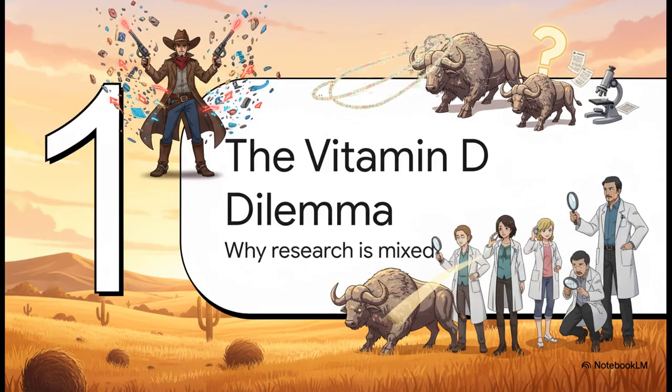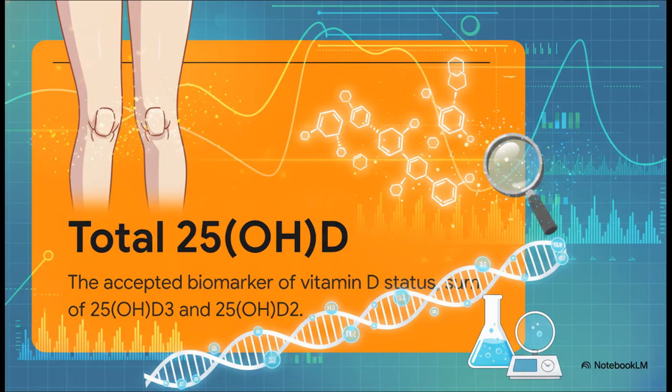Starting right off with Section 1, the vitamin D dilemma. You know, historically, osteoarthritis research on vitamin D has basically been the Wild West. It's just a ton of mixed data, conflicting trial results, and honestly, frustratingly poor reporting standards. To fix that, we have to know exactly what we're measuring. The absolute foundation of any defensible study is total 25-OHD. It's universally accepted as the primary biomarker for vitamin D status.